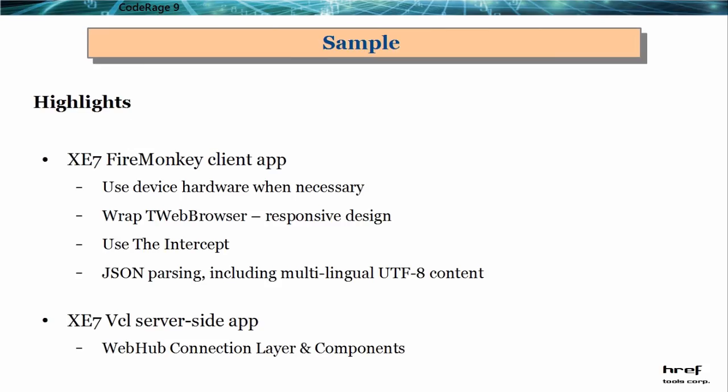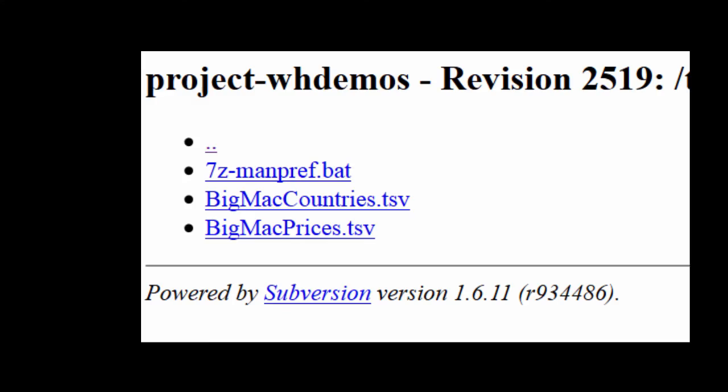So the FireMonkey app needs to do some bootstrap requests to get some graphics, some button captions, and the starting URL. The server-side app is compiled with Delphi VCL using WebHub components. Calculating the adjusted price is done server-side. The Big Mac Index pricing figures are stored in a tab-delimited file, also server-side.